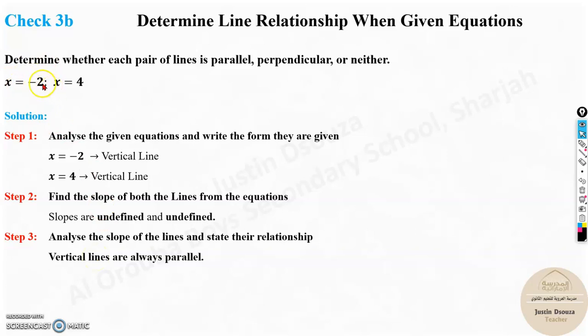Just remember, if the equations are in point slope or slope intercept form, see the slopes and then verify whether they are parallel or perpendicular. If it's only vertical lines or only horizontal lines, they are always parallel. But if it's one vertical and one horizontal, one x and one y, then they are always perpendicular.